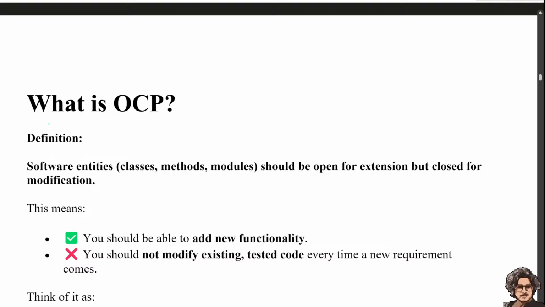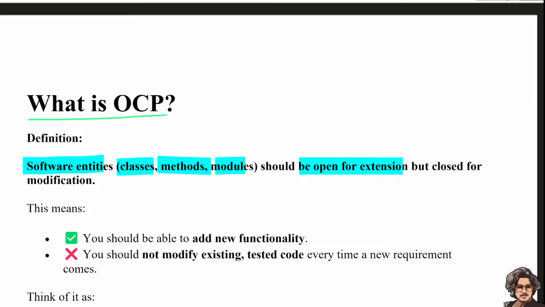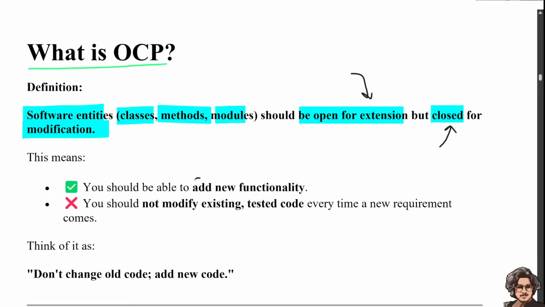O stands for the open closed principle. So what does it mean? By definition, software entities, that is classes, methods and modules, should be open for extension but closed for modification. What does it mean? It means you should be able to add new functionality, as we discussed in the earlier example.